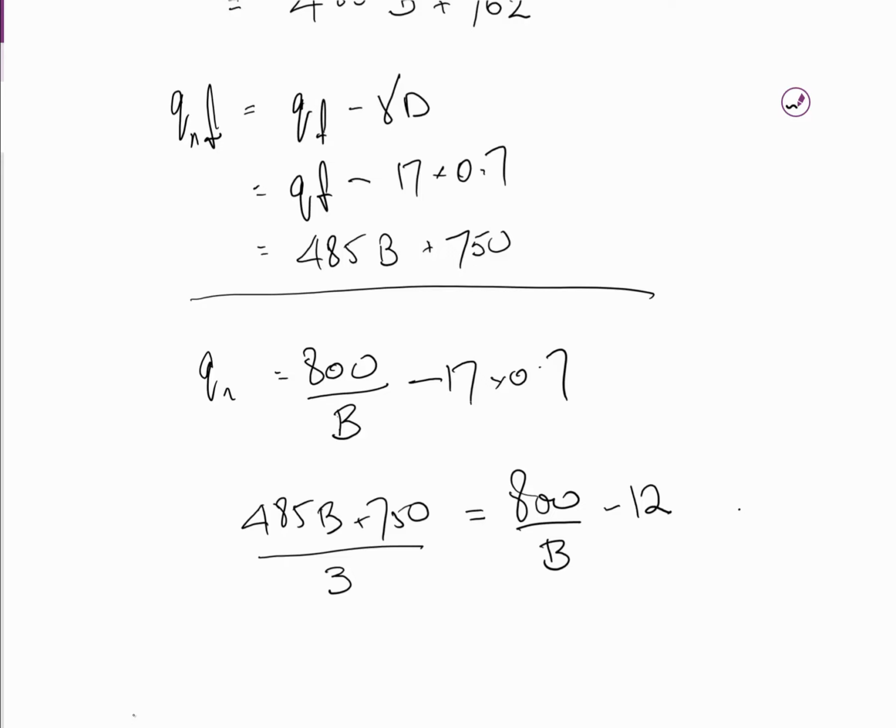I'll let you do it. It's simple algebra. B becomes 1.55 metres. So that's the width of the footing to give us a factor of safety of 3. And that's the answer to the question.